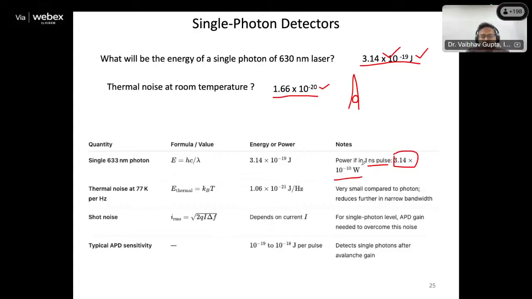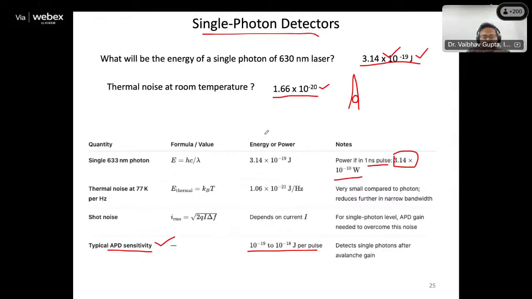If you have this much power within a single very short pulse of 1 nanosecond, and this pulse hits an avalanche photodiode, these avalanche photodiodes are very highly sensitive. Per pulse, they can handle 10 to the power minus 19 or minus 18 joule of energy. So these kinds of detectors are used to detect a single photon. That is one kind of detector, the avalanche photodiode.